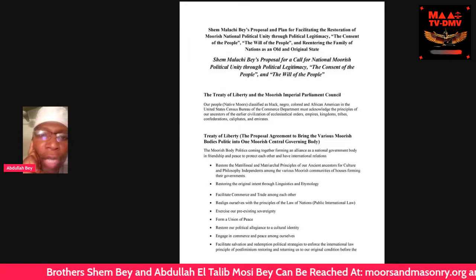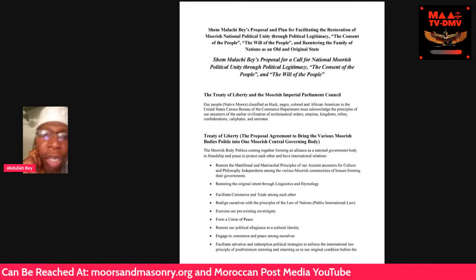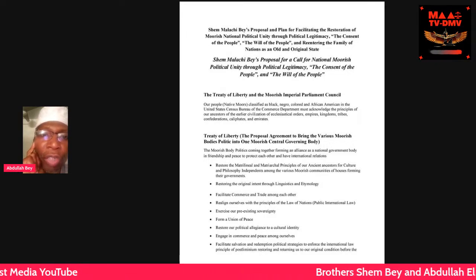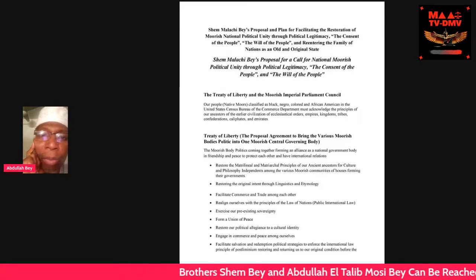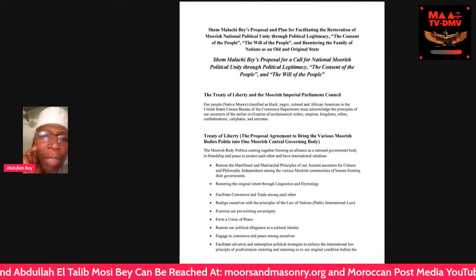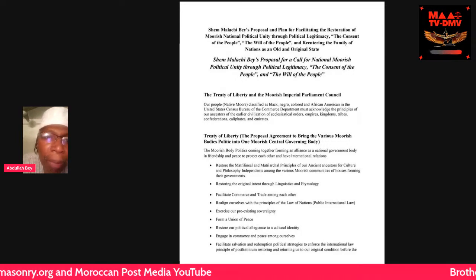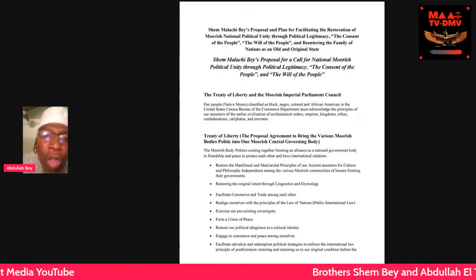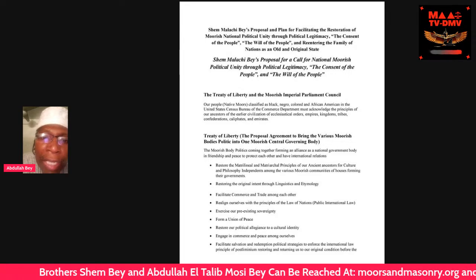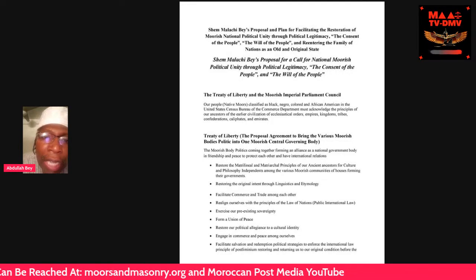Our people, native Moors, classified as Black, Negro, Colored, and African American in the United States Census Bureau of the Commerce Department, must acknowledge the principles of our ancestors of the earlier civilization of ecclesiastical orders, empires, kingdoms, tribes, confederations, caliphats, and emirates. Treaty of Liberty, the proposal agreement to bring the various Moorish bodies politic into one Moorish central governing body. The Moorish body politic coming together, forming an alliance as a national government body in friendship and peace to protect each other and have international relations.